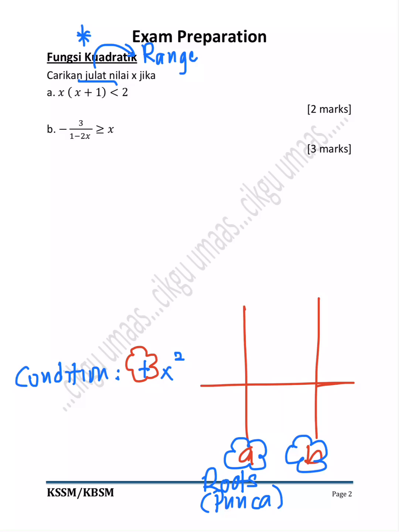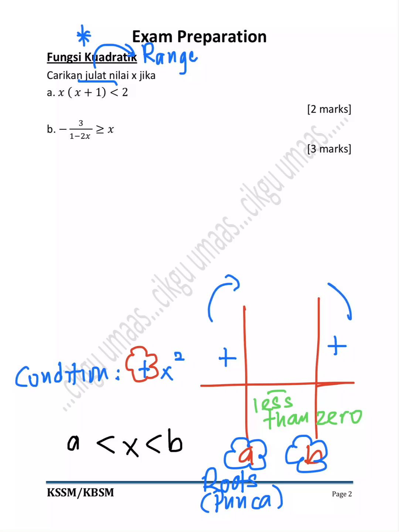Please take note, in between A and B is called negative, meaning this is the place where it is less than 0. So how do I write the range when the answer is at the less than 0? If the answer is at the less than 0, the way we write the answer is we combine both, that means my answer is between A and B. Okay? Now the other one, we look at the outer region. The outer region is called the more than 0.